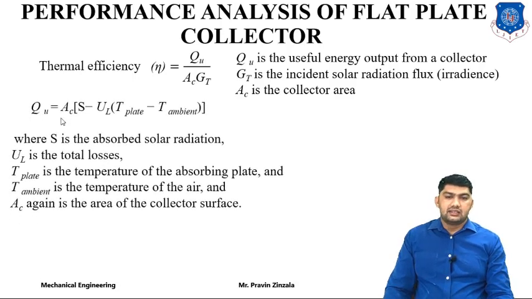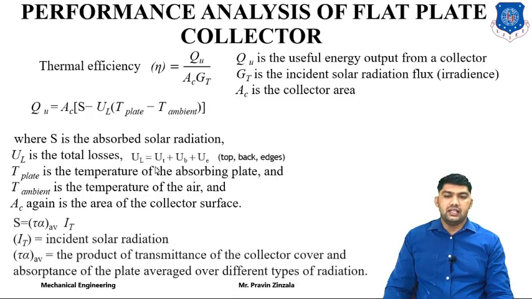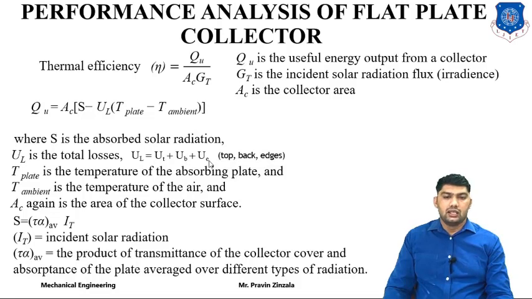So we can also say that the useful energy output from the collector is equal to the collector area times, in square brackets, S, where S is the absorbed solar radiation, meaning how much solar radiation is absorbed by the collector. UL is the total loss. Total loss may be the top loss, bottom loss or edge loss, or we can also say side loss. So the total loss is equal to the losses from the top, bottom, edge or sides, and we can also calculate it directly as the total loss.